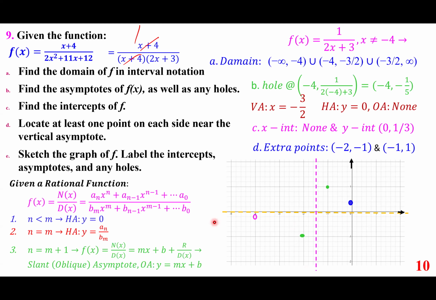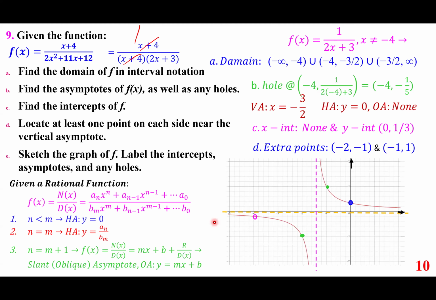Sketch the graph, label the intercepts, asymptotes. So these are the graphs, okay? And of course, this is the hole as it was mentioned. -4, -1/5. The vertical asymptote, x equals -3/2. The horizontal asymptote, y equals 0. And the rest of this stuff.